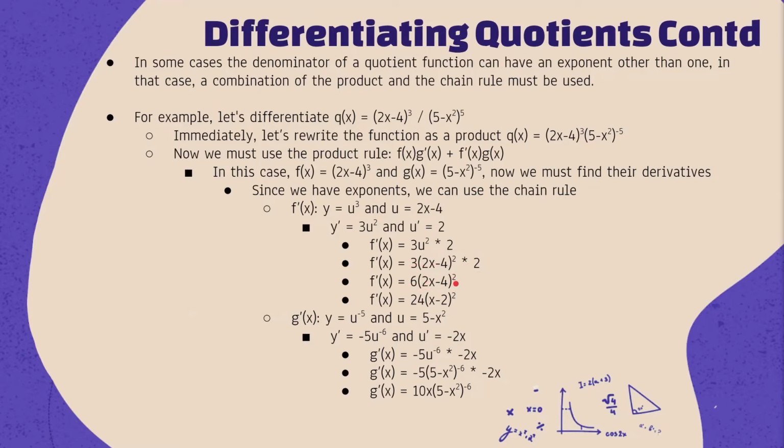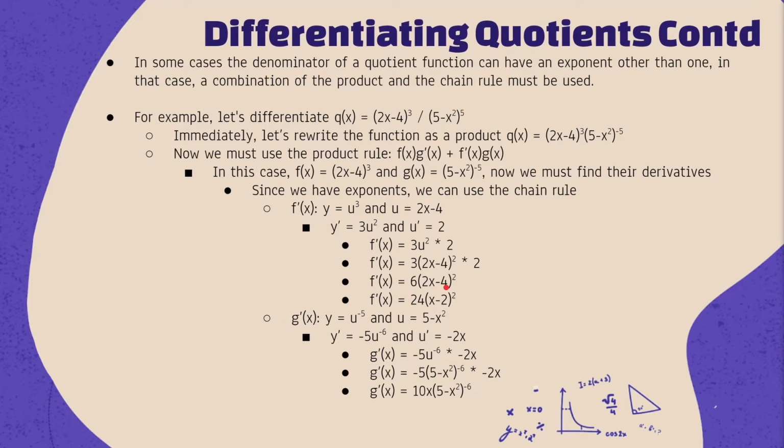We could actually leave it at this step, but if you have a keen eye, you will notice that we have 2x minus 4. So we could factor out a 2. So we'd have in brackets 2 times (x minus 2), all to the power of 2. Now we could actually redistribute that power, and we would have 6 times 4 times (x minus 2) squared, and 6 times 4 is 24, which is where we got this answer here.